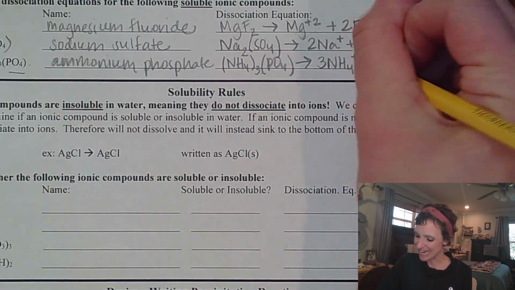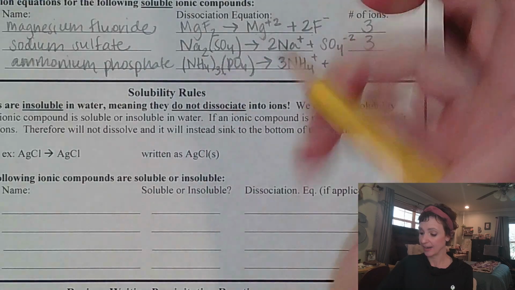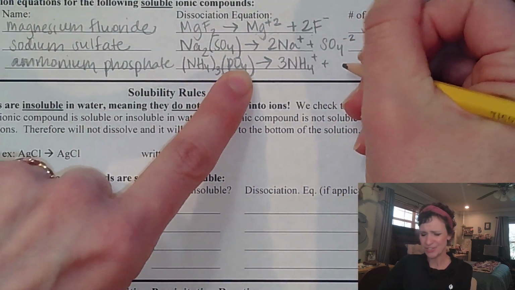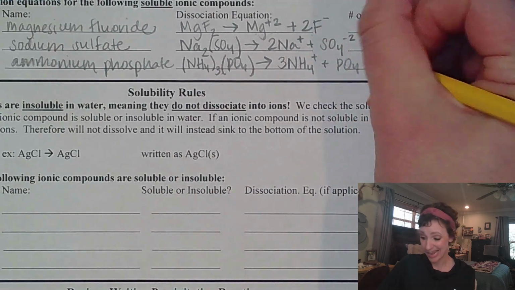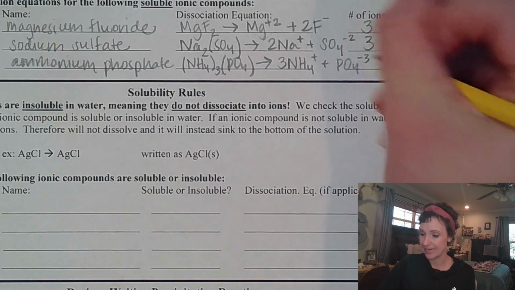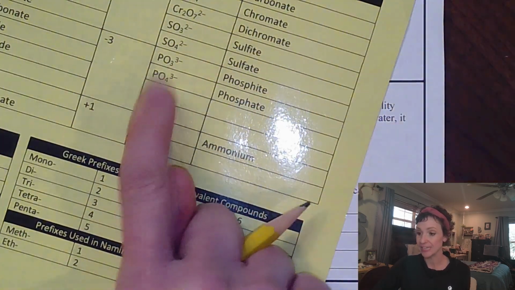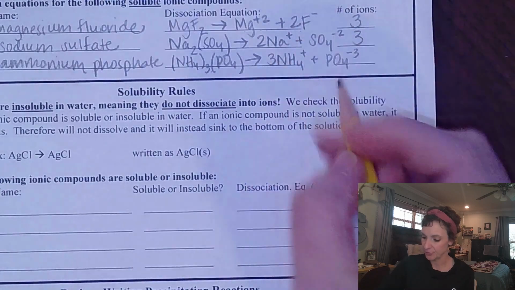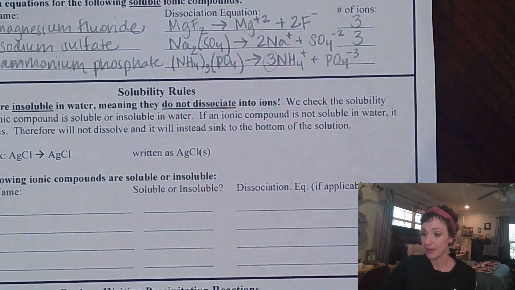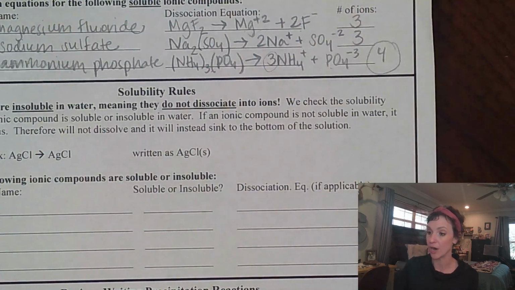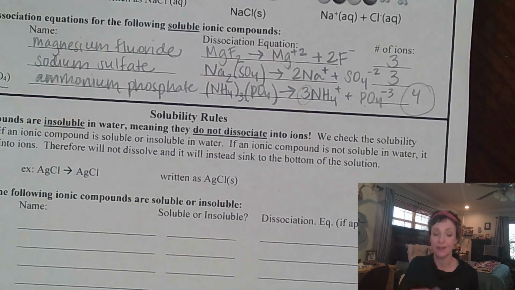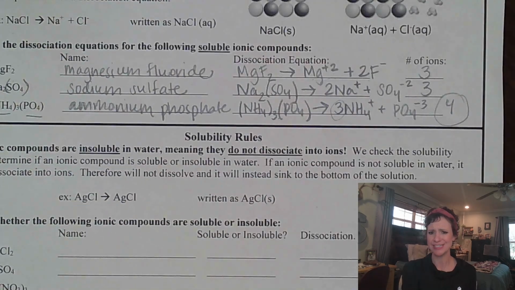And then the next ion I have is the phosphate ion, right? And I only have 1 total of those PO4 ions. So PO4, and it is a -3 charge. So as a review, my phosphate has a -3 charge, okay? So I have 3 ammonium ions. I have 1 phosphate ion, so that gives me a total of 4 ions that will be dissociated for ammonium phosphate when it gets into aqueous solution. So these are dissociation equations.